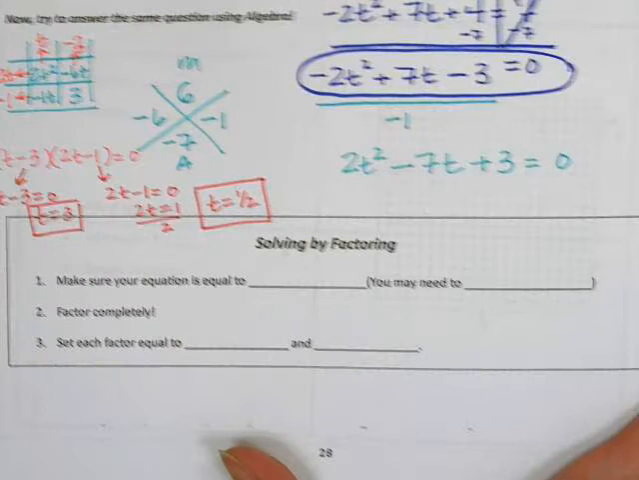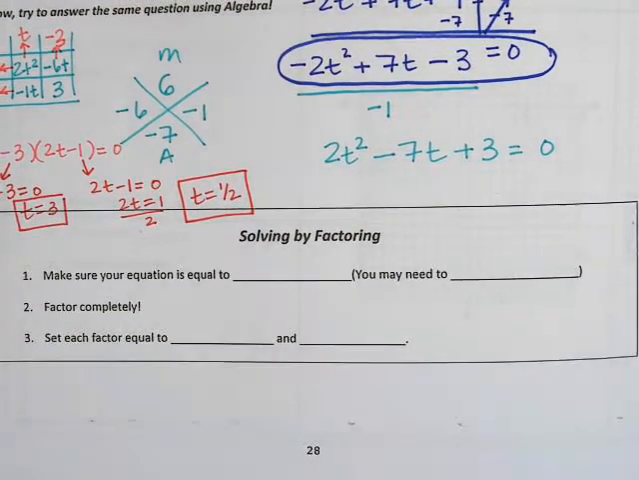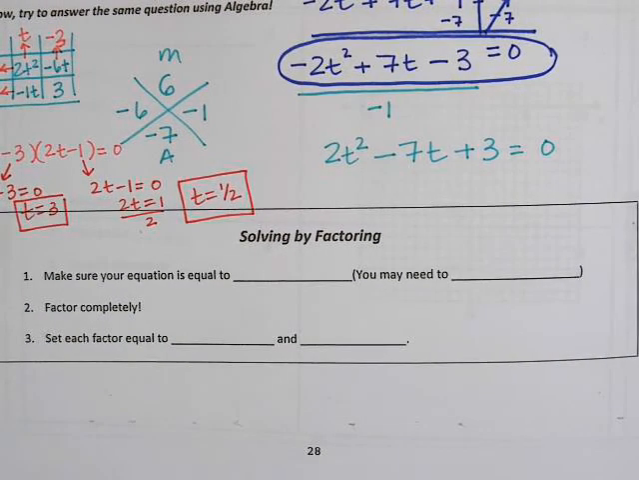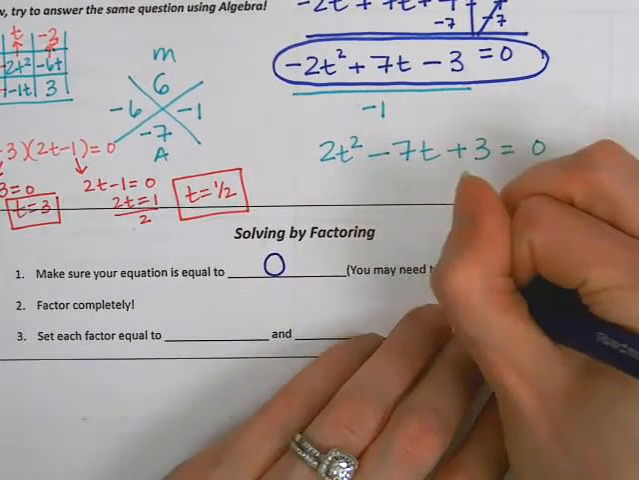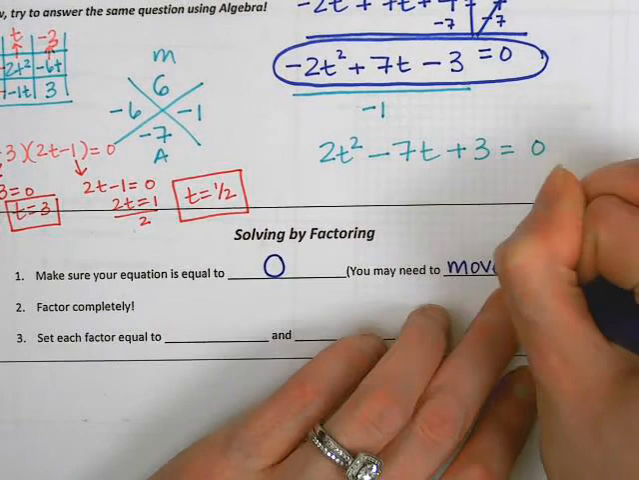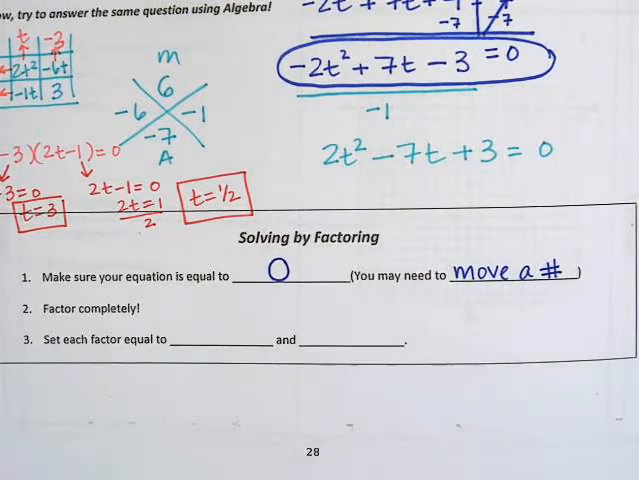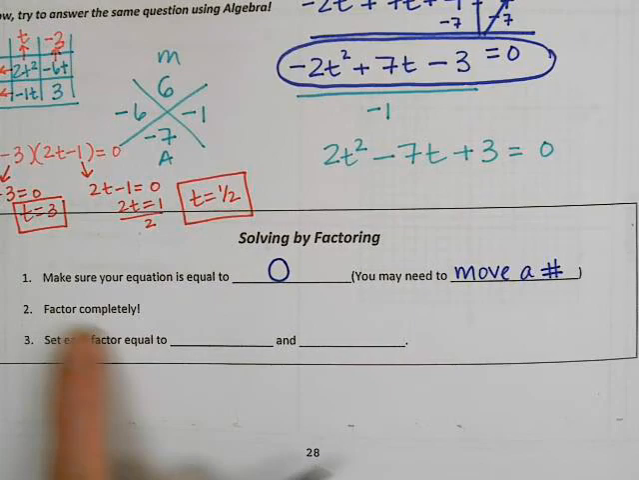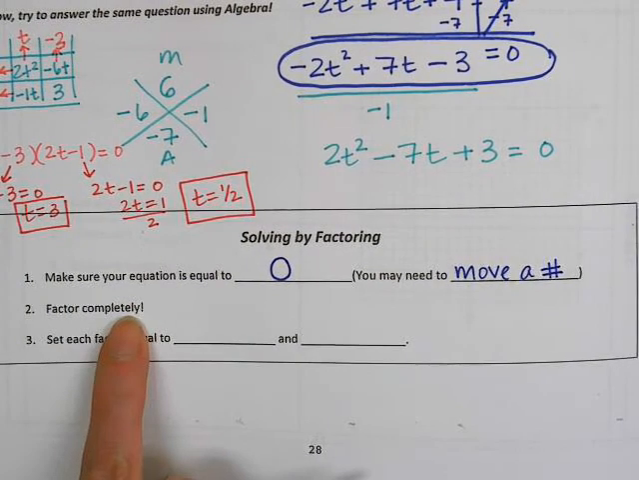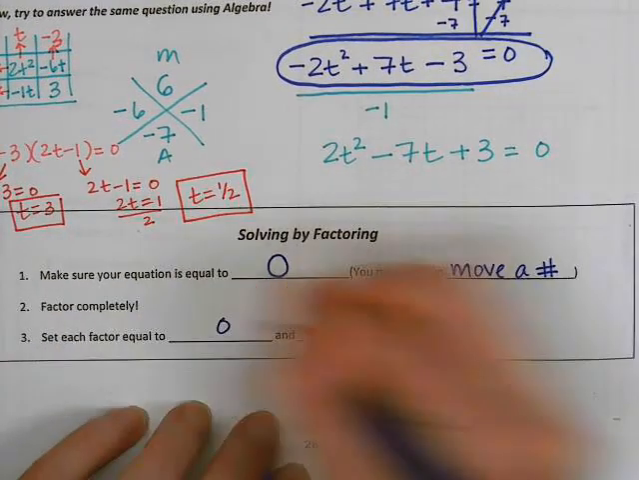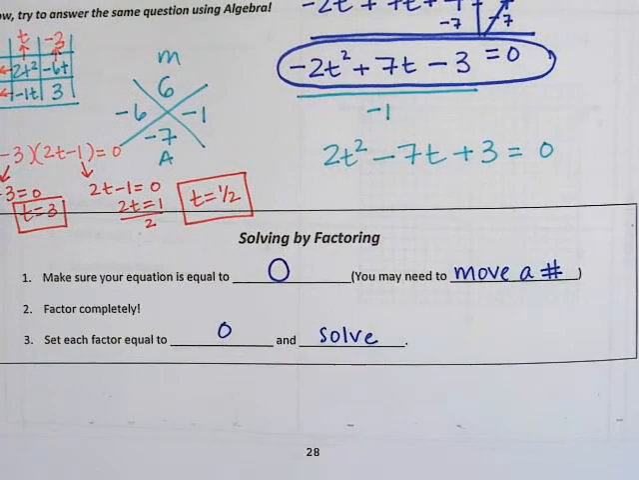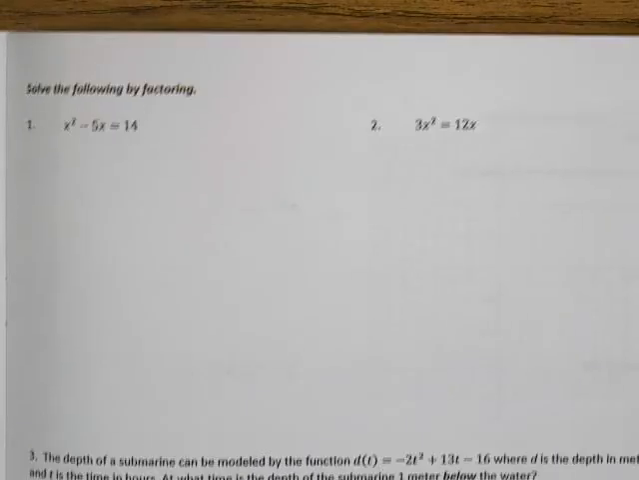So the big notes for today are when you're solving by factoring, make sure your equation is equal to 0. You may need to move a number first to make it happen. And then factor completely, and then use the zero property, set each factor equal to 0, and solve. Okay, so here we go. We'll just do 2 more.